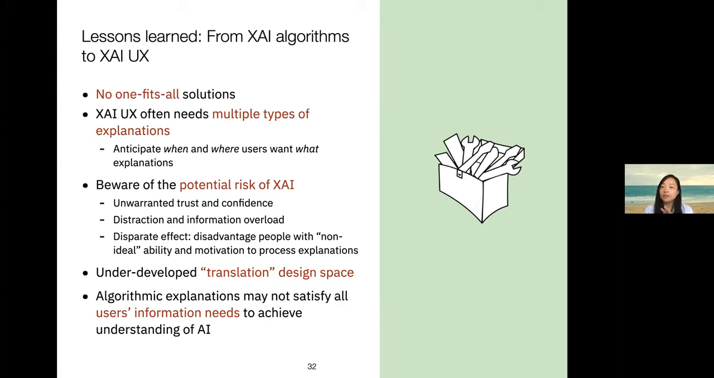And the last two points are related. We see that there's a huge underdeveloped translation design space, meaning that the work does not stop at picking the right algorithm. There are still a lot of design decisions to be made in terms of how you show the explanation to users. One example that translation design is challenging is because users' information needs to achieve understanding can go beyond algorithmic explanation.